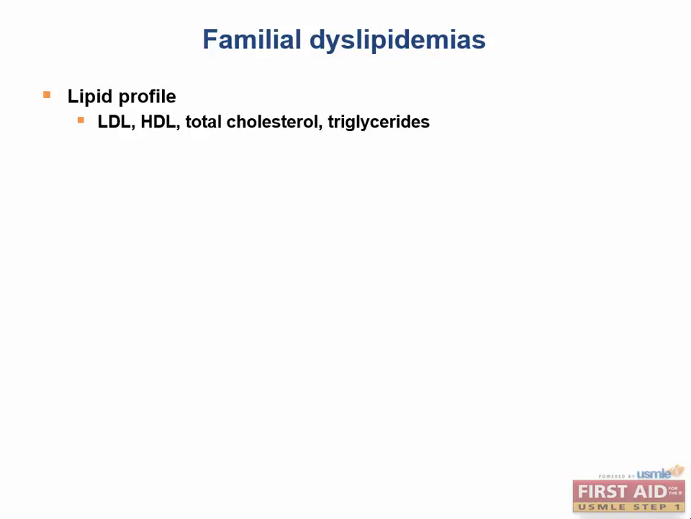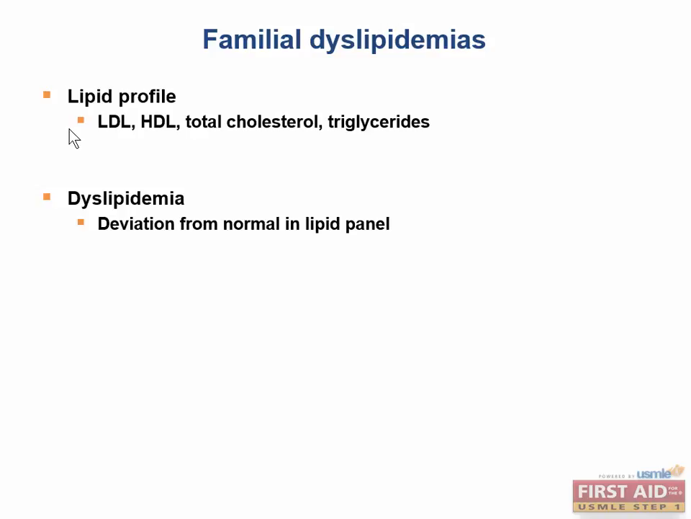Let's talk about the things that can go wrong with lipids and lipoproteins. A standard lipid profile measures LDL, HDL, total cholesterol, and triglycerides. A dyslipidemia is any significant difference from normal values in our lipid profile. A high LDL and a low HDL are both well-established risk factors for atherosclerosis and coronary artery disease.